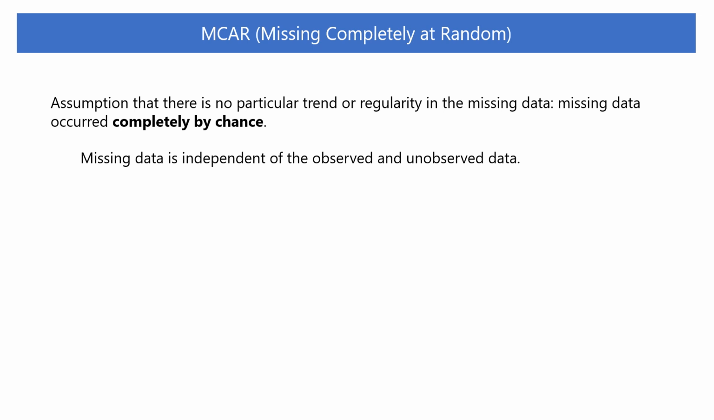MCAR is an abbreviation for missing completely at random. MCAR represents the assumption that there's no particular trend or regularity in the missing data, and that the missing data occurred completely by chance. To express it more formally, if the missing data is independent of the observed data and unobserved data, it is considered MCAR.